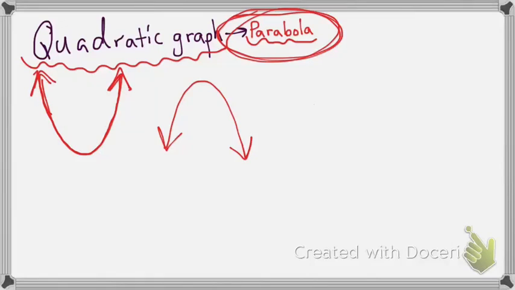Okay, the first thing is the vertex. So I'm gonna draw the vertex onto these two parabolas and tell me if it kind of makes sense, if you guys understand what the vertex means. There's that one, and there's that one.